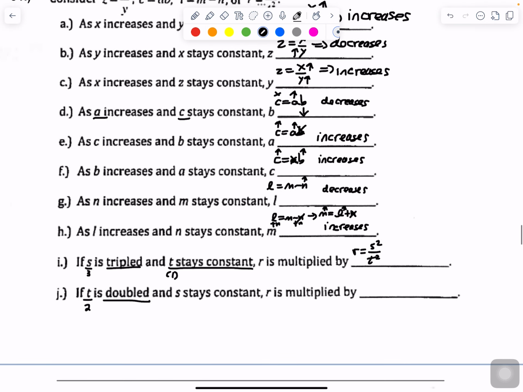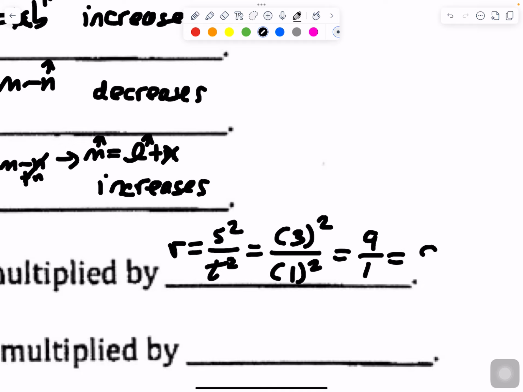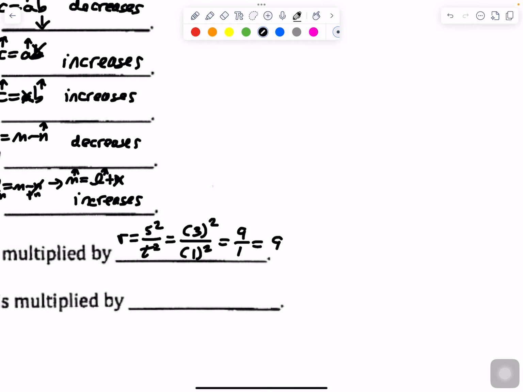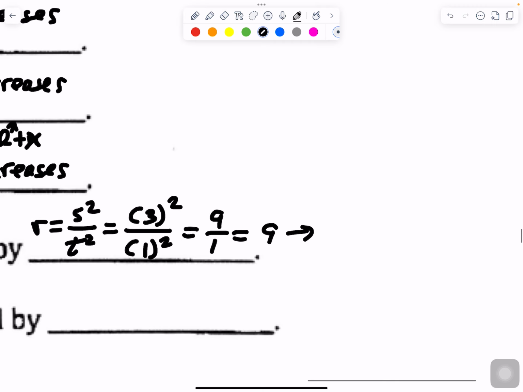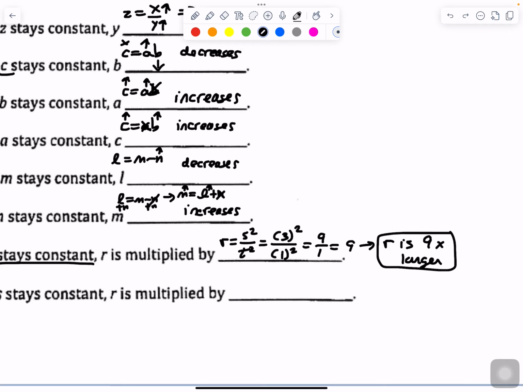So s is tripled, t stays constant. So what this becomes is s is tripled, so 3 squared, over t stays constant, 1 squared. Well, 3 squared is 9, divided by 1 squared is 1, so 9. What this means is r is 9 times larger. That's what the 9 means: 9 times bigger.